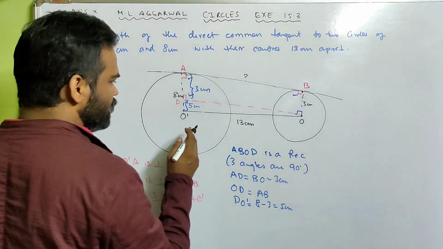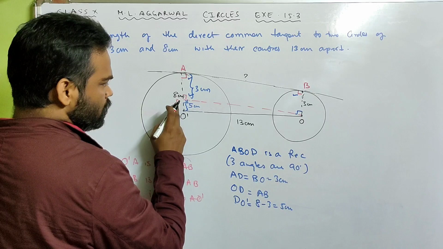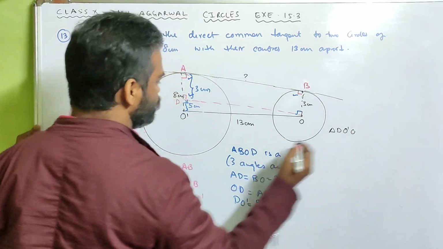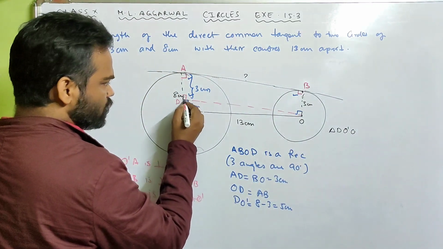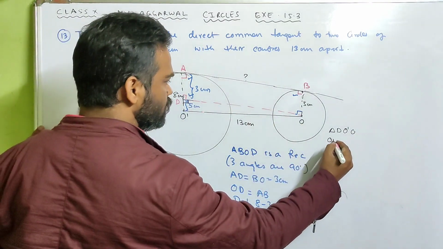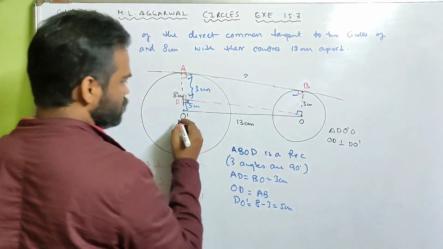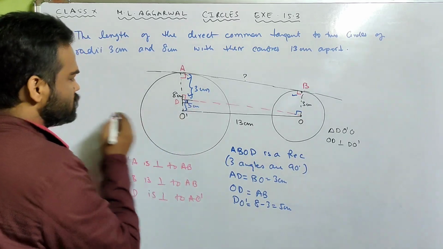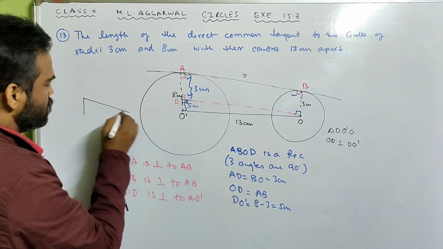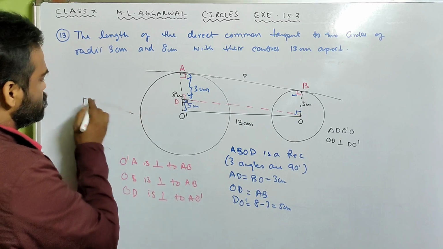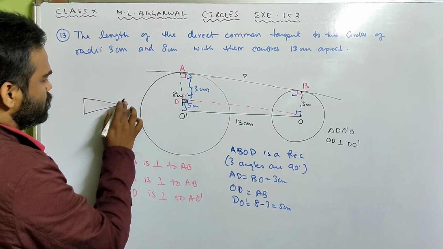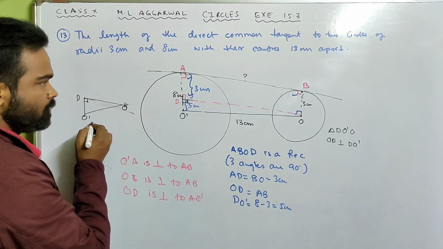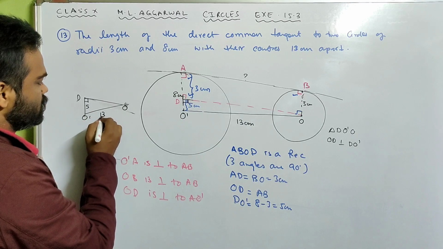Now look at the triangle DO dash O. Triangle DO dash O. This is 90 degree. By construction, OD is perpendicular to DO dash. So OO dash is the hypotenuse of this right angle triangle. See, I'm talking about the triangle DO dash O. This is 90 degree. This is 5 and this is 13.